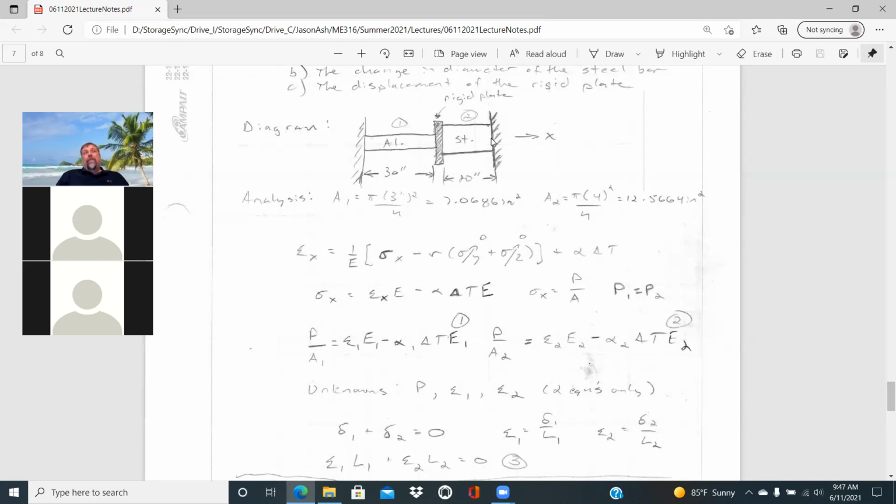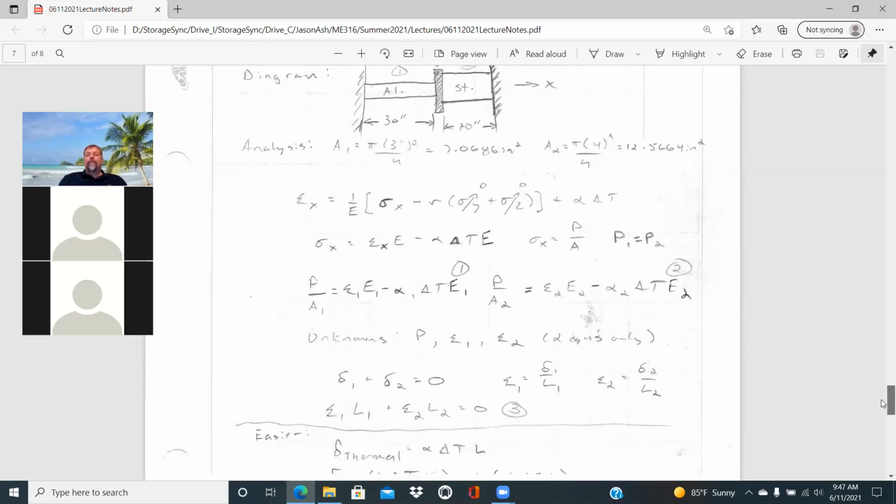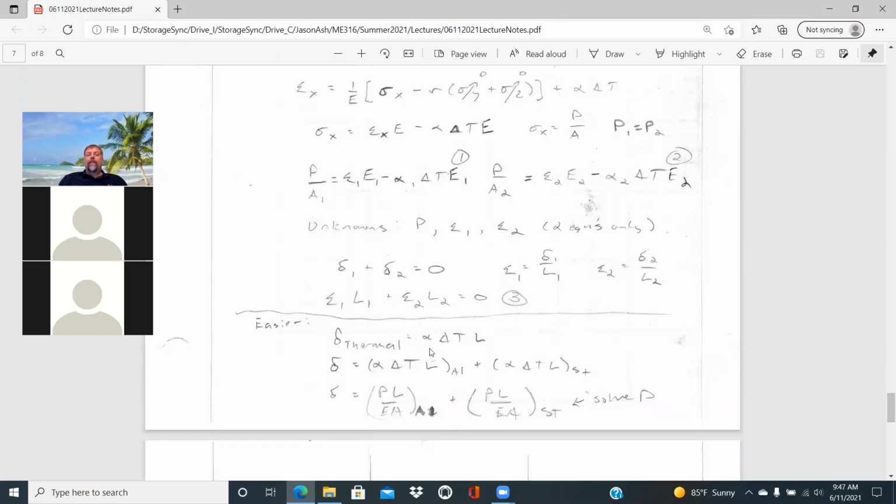And so with that solution method, instead of solving three equations, three unknowns, you can break it down into more of a solution process, where you can look at those effects individually. The thermal expansion would be alpha delta T times L. And so the displacement then would be the sum of both of those, alpha delta T times L for the aluminum plus alpha delta T times L for the steel. These values are all known, and we can solve for delta directly.